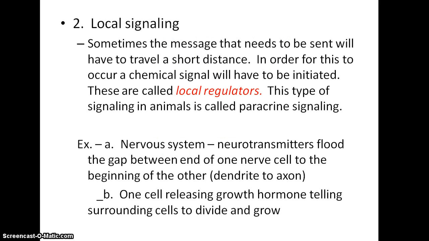Local signaling is a little bit different just because there's a short distance that needs to be traveled. So in order for this to occur, you have to have a chemical signal. And these are called local regulators. This type of signaling in animals is called paracrine signaling. Now in plants, they're not sure how the process works, but still working on it. But what we're worried about is the word paracrine, which you'll need to understand for the very next slide.